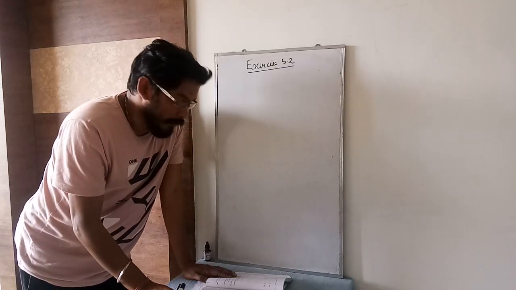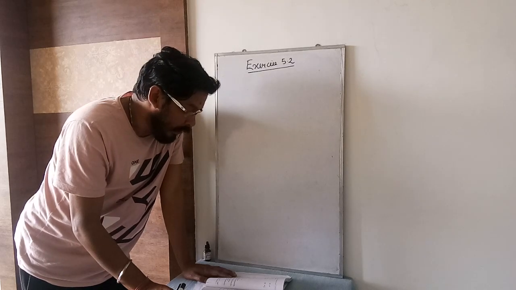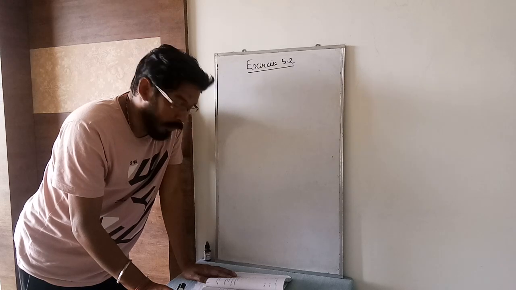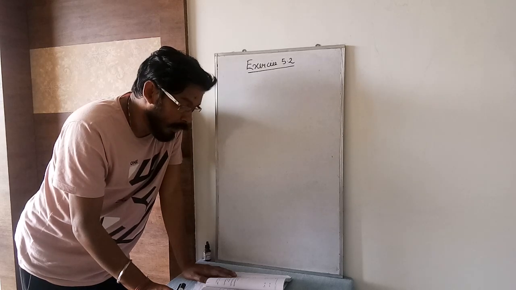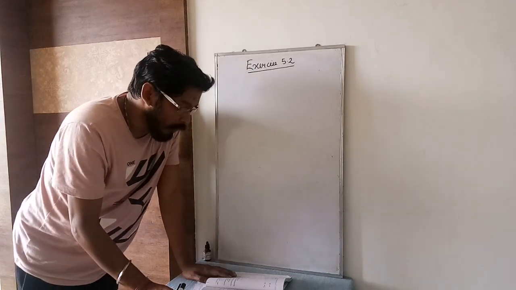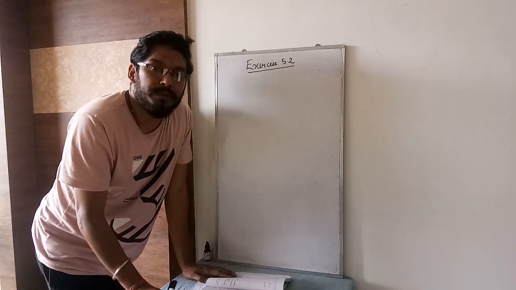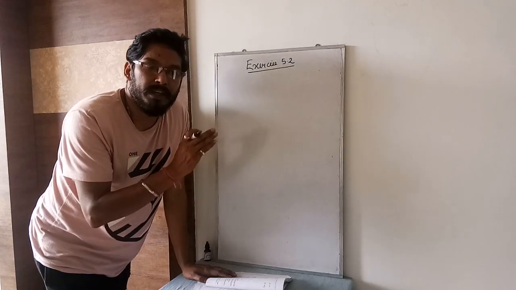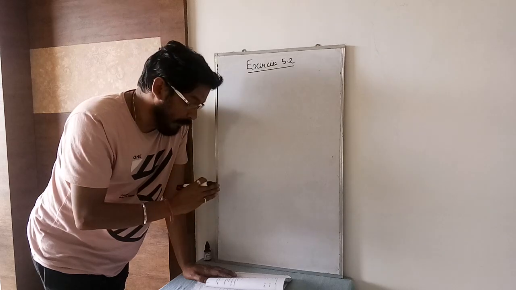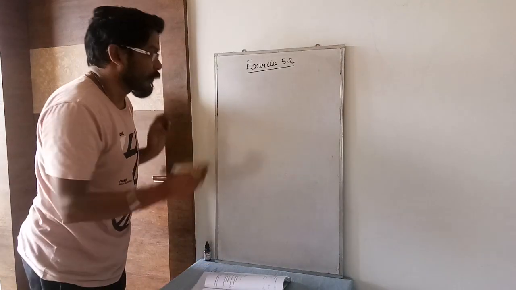Question number 11: which term of the AP 3, 15, 27, 39, ... will be 132 more than its 54th term? Which term of this given AP will be 132 more than its 54th term? That means the difference between the term and the 54th term is 132. So let me write the sequence first.